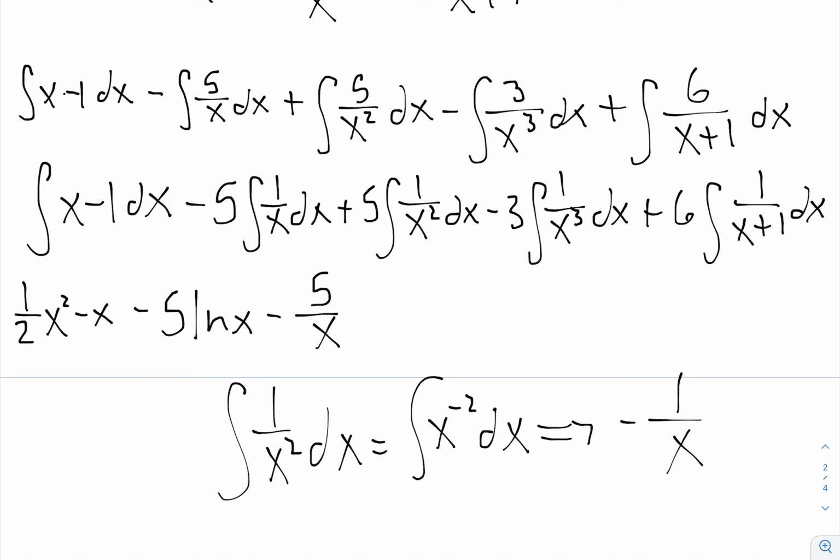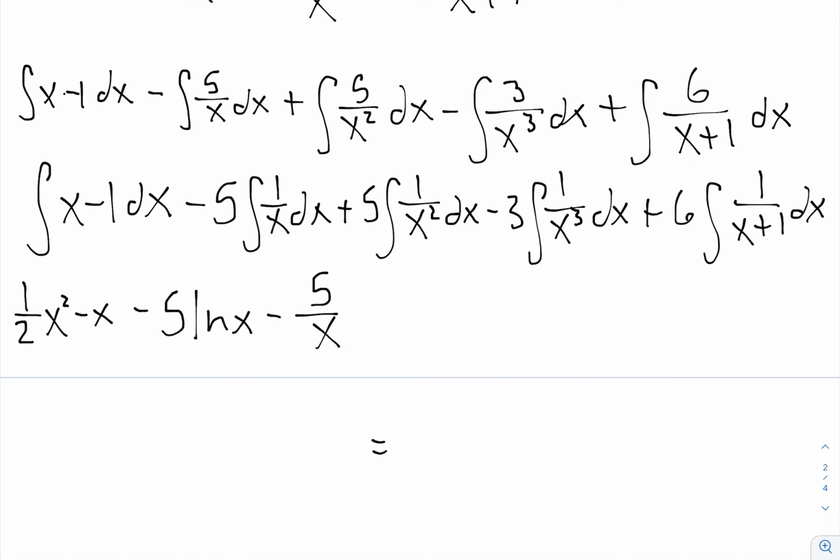Okay, that's totally acceptable, right? And now we have that figured out. Okay, let's just keep track of what we've done here. So we've done these first 3. Now we're on 2 minus 3 times the integral of 1 over x cubed dx.